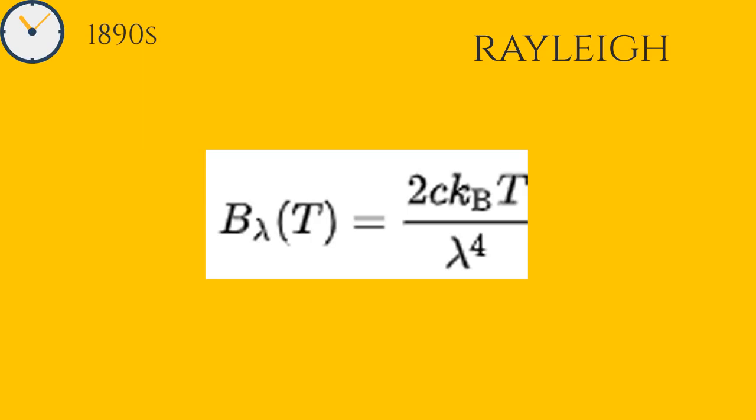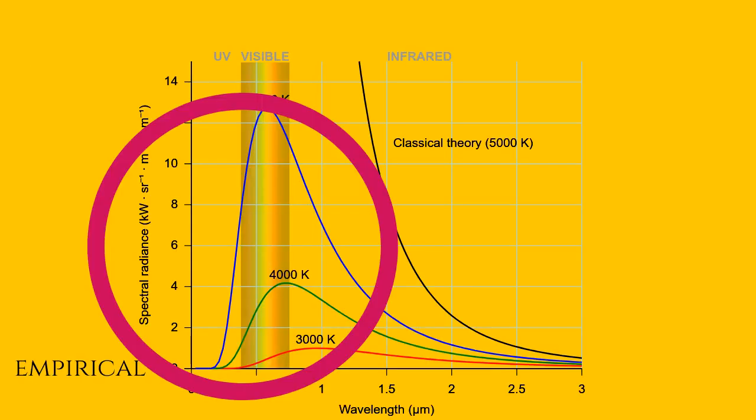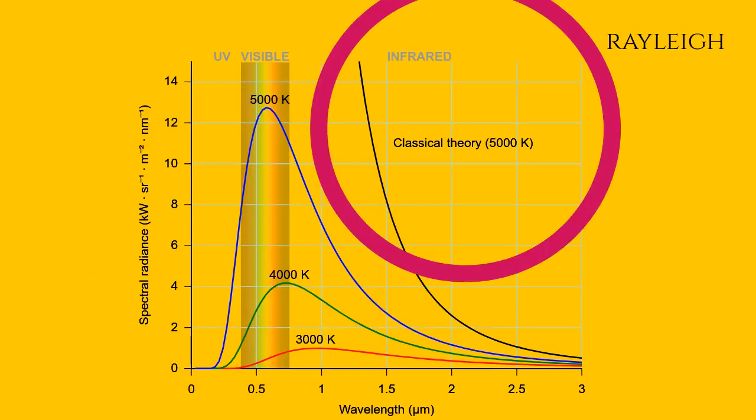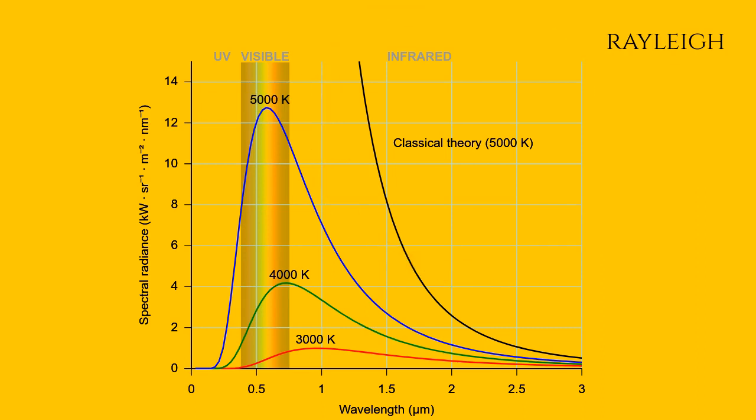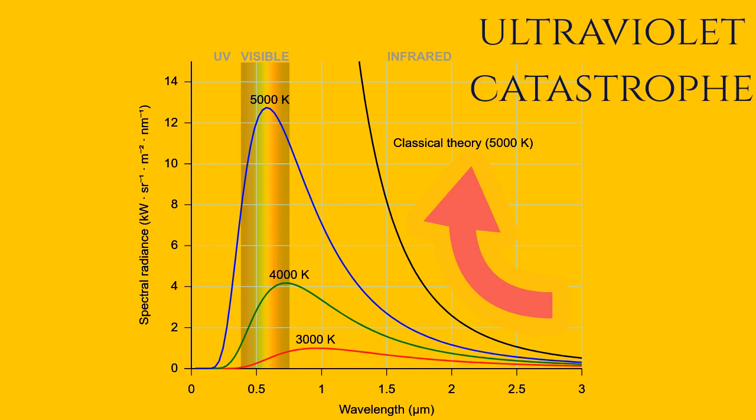Rayleigh modeled light as a wave and derived a formula where the radiance was proportional to T and inversely proportional to wavelength to the power 4. However, at low wavelengths of ultraviolet rays, this formula predicted infinity and diverged from empirical values. This was called the ultraviolet catastrophe.